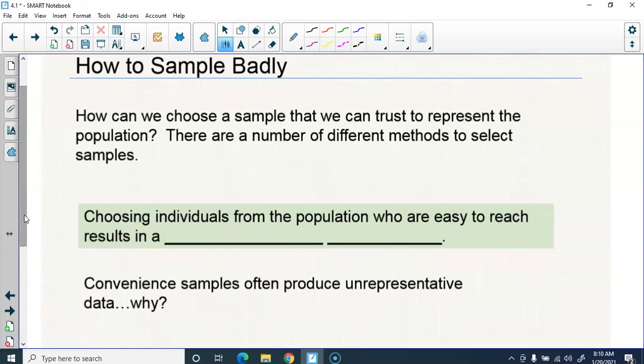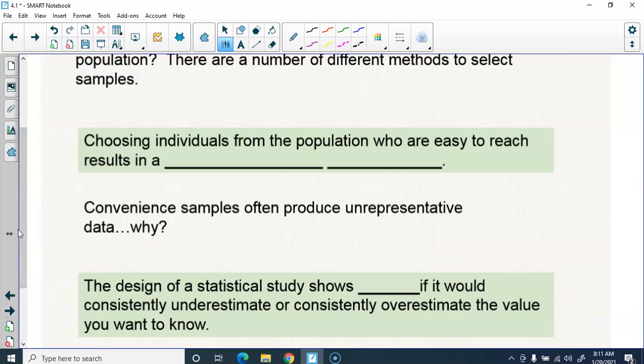Sampling badly happens a lot. After we know about a lot of these terms, procedures, and methodologies, we can then look at reality and say, are these samples that we're seeing in the news, that we're seeing in studies, taken correctly, or were they done poorly? Were they sampled badly? So how can we choose a sample that we can trust to represent the population?